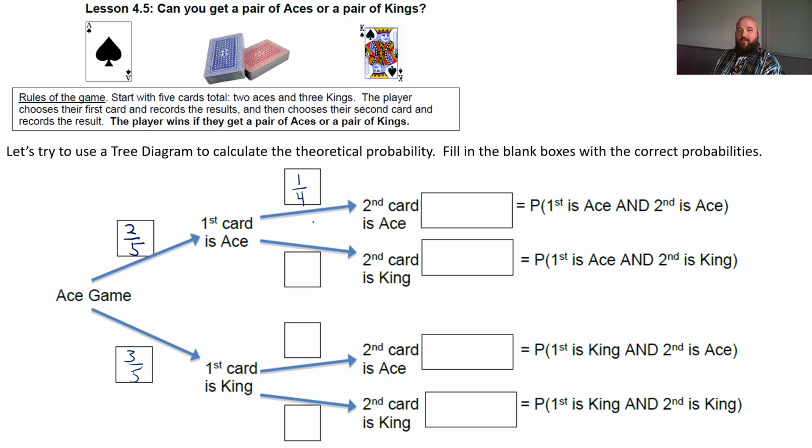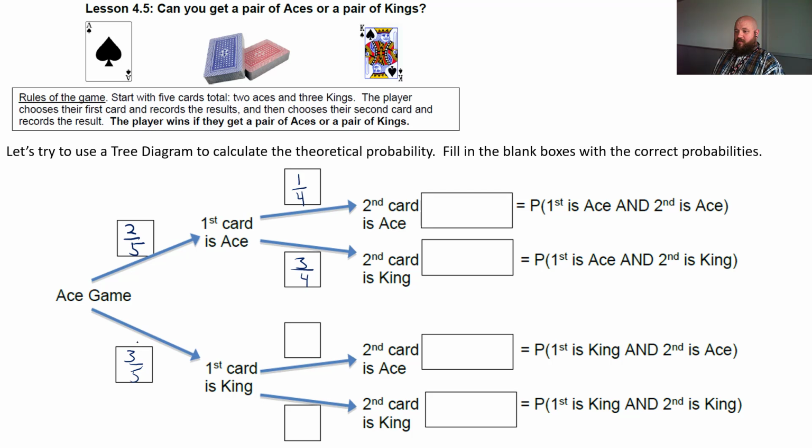Now, dealing with the king, there are still 3 kings in that stack of cards because we've only drawn out 1 ace card. So we have a probability of 3 out of 4 that it's a king, because again, there's a stack of 4 cards, we've only drawn 1 ace out, and in those 4 cards there are 3 kings and 1 ace. So if we draw the second card as an ace, the probability is 1 over 4. If we draw the second card as a king, it's 3 over 4.